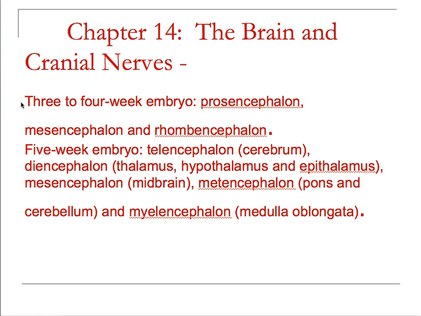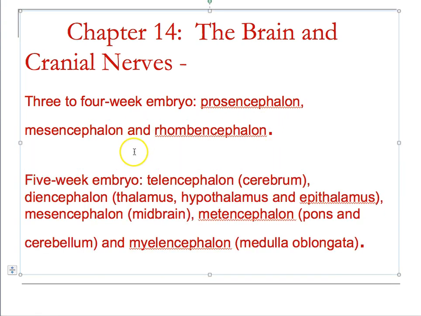So, having said that, we're going to pick up here right around the 5-week embryo, because what's going to have happened is you'll have developed enough to actually have a telencephalon, which will become the cerebrum. Okay, or the diencephalon, which is the thalamus, the hypothalamus, and the epithalamus.